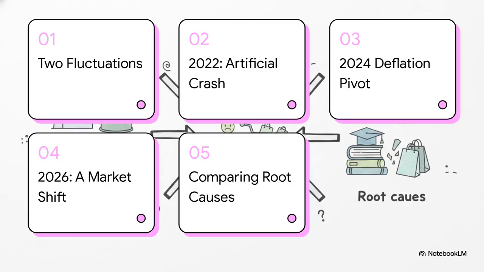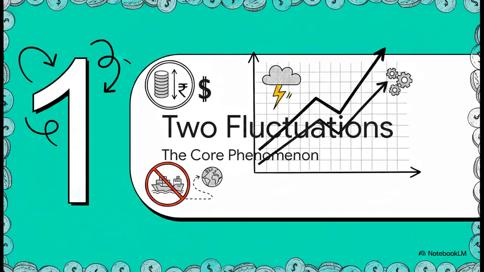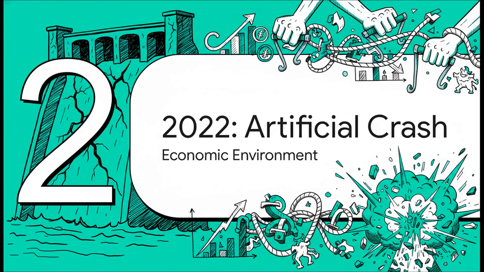Okay, let's dive into this. Here's our quick roadmap. First, two similar currency fluctuations. Second, 2022, the artificial crash. Third, the 2024 deflation pivot. Fourth, 2026, a market shift. And finally, number 5, comparing the root causes. All right, section 1, two similar currency fluctuations, the core phenomenon. Moving right into section 2, 2022, the artificial crash.